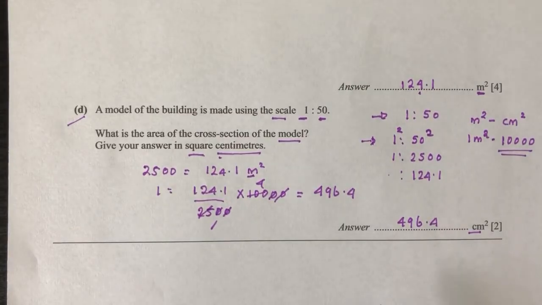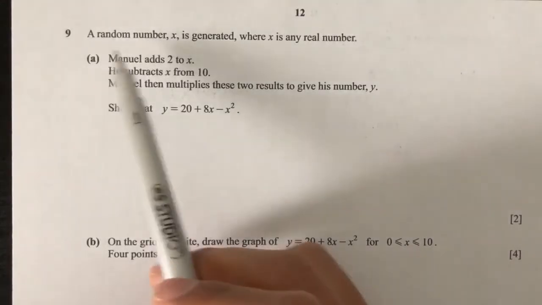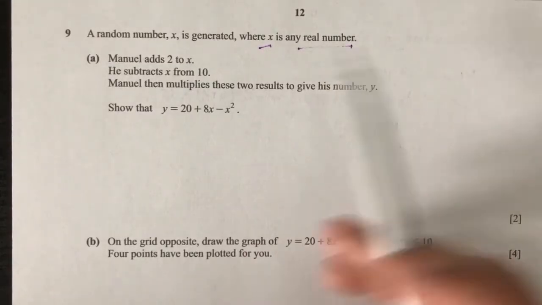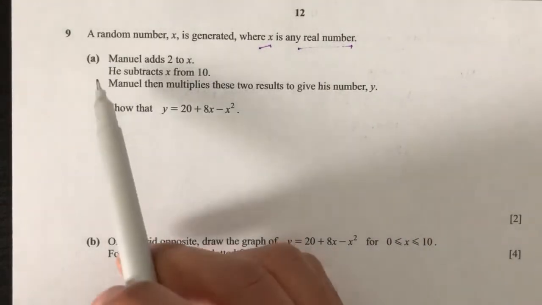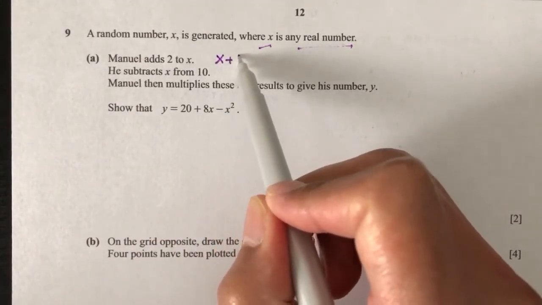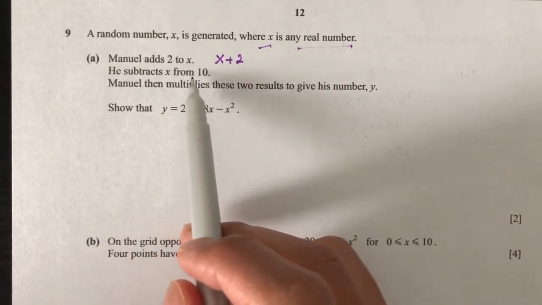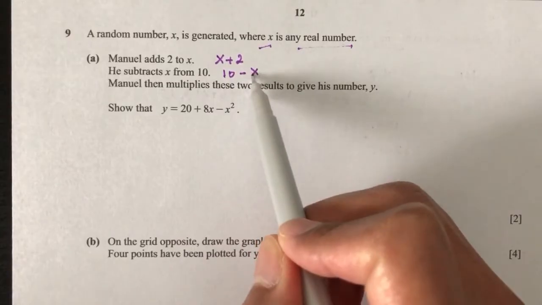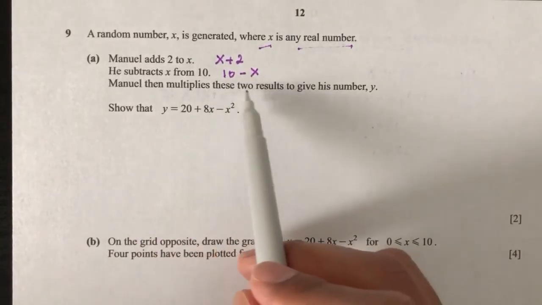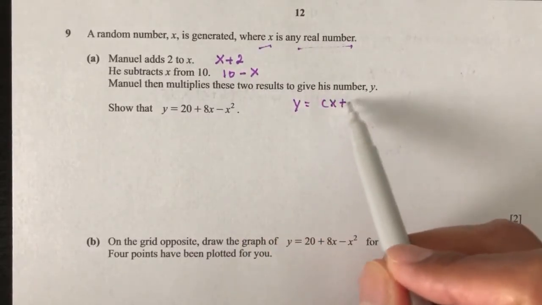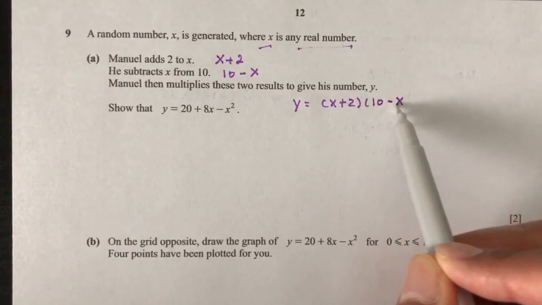And this is question number 10. Question number 9. A random number x is generated where x is any real number. It can be any number. So the first step, Manuel adds 2 to x, so x plus 2. And then he subtracts x from 10, so 10 minus x. Manuel then multiplies these two results to give his number y. So y becomes the first one multiplied by the other one.